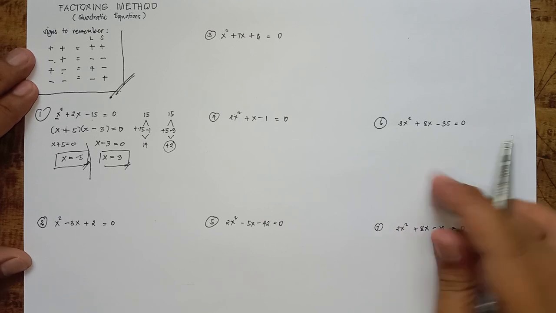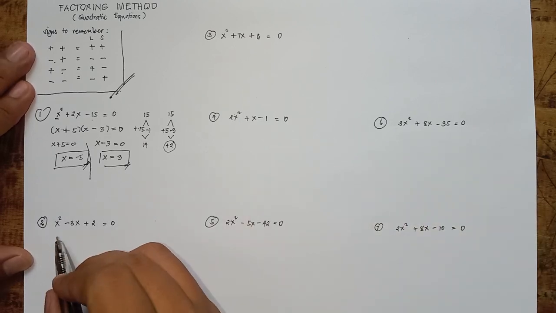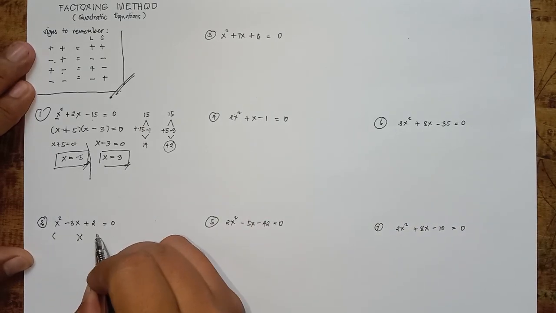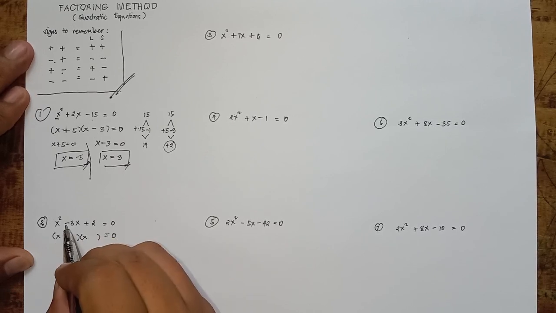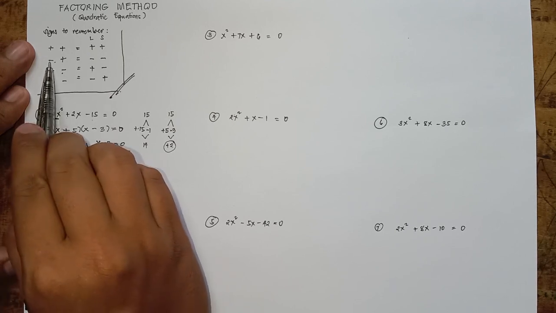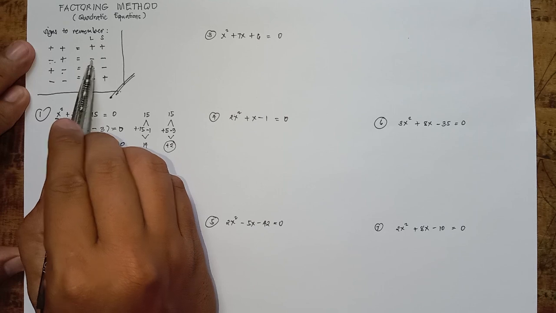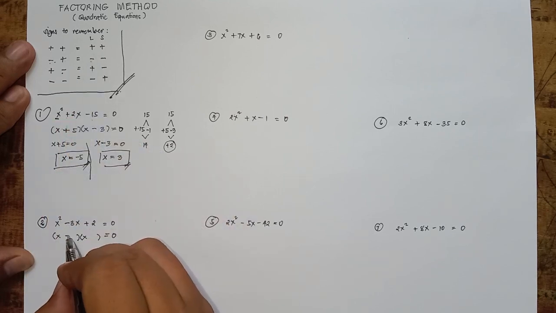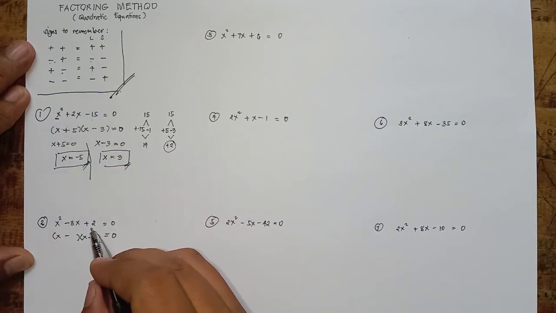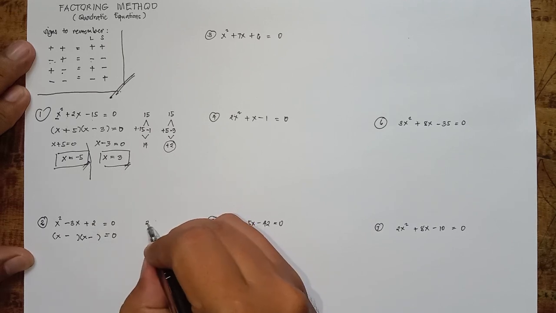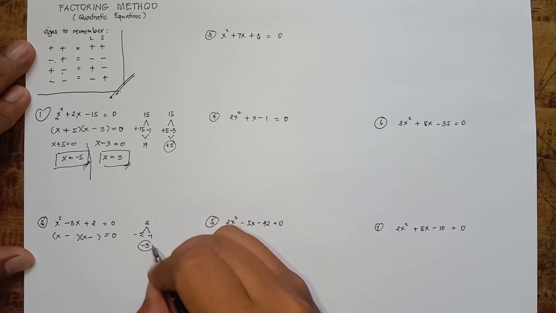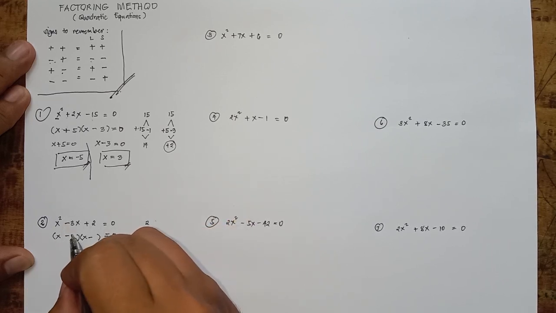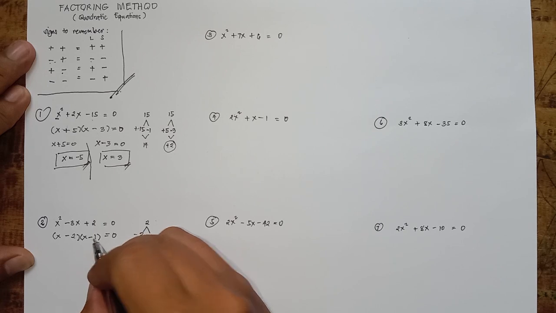Let us try example number 2. So the factors are x, then x. The signs are negative and positive. So therefore, the signs should be negative and negative. We only have the factors of 2, which are 2 and 1. So negative, negative. So the final answer is negative 3. This one is negative 2 and this one is negative 1.